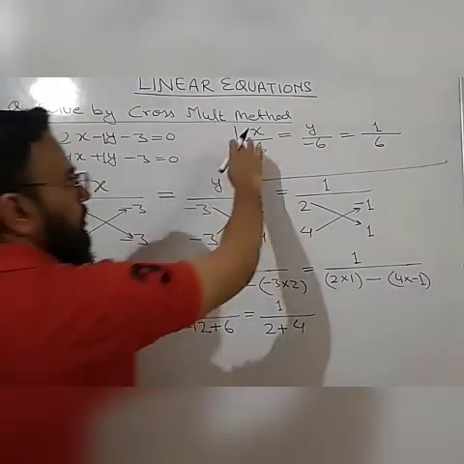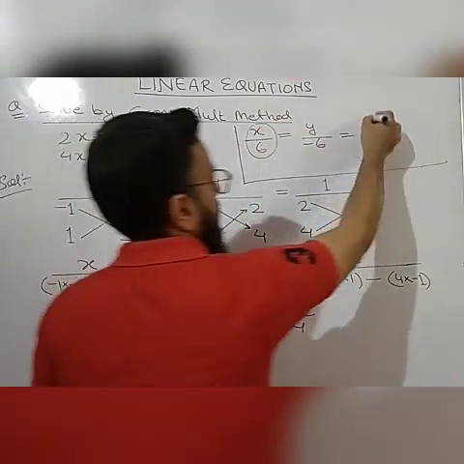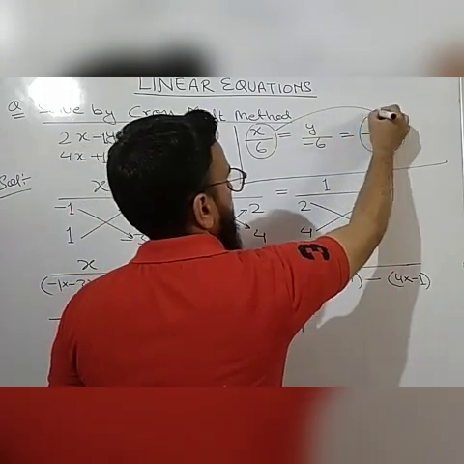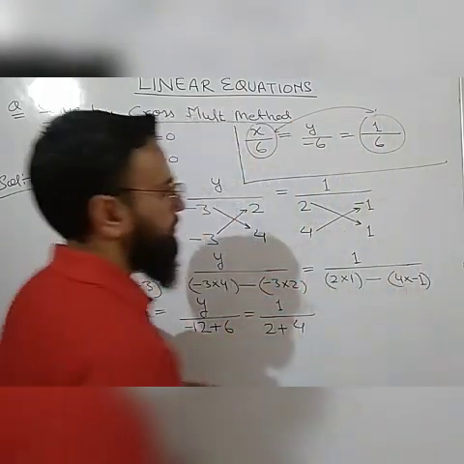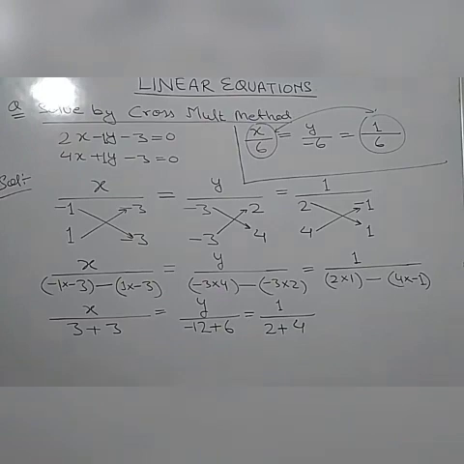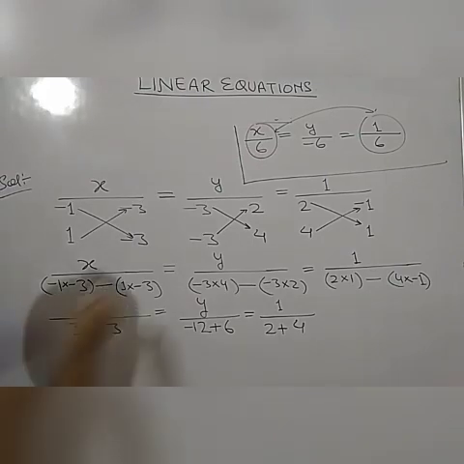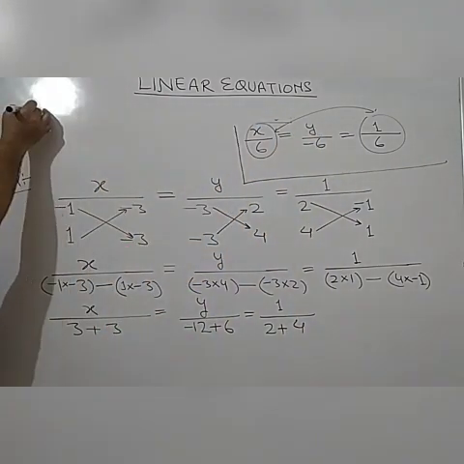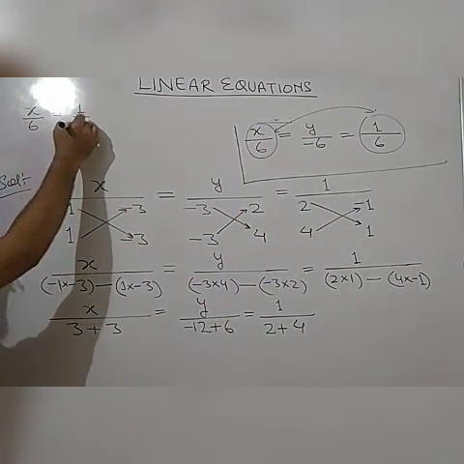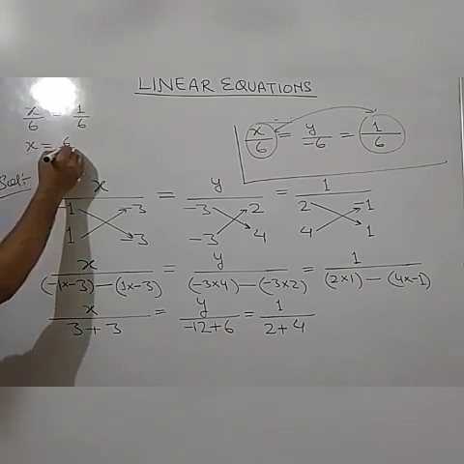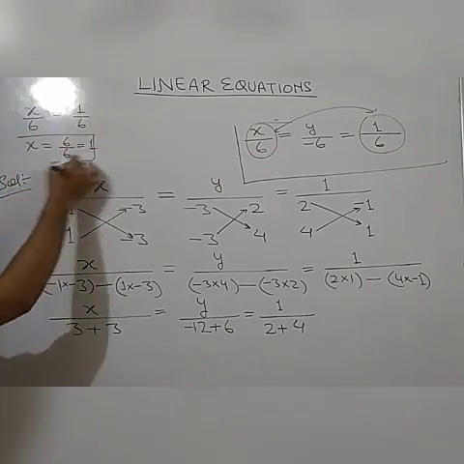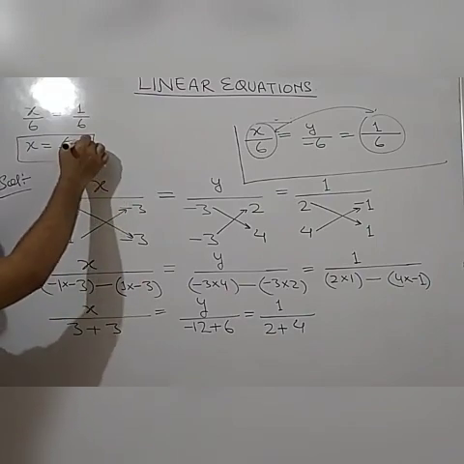Okay, now first equating x term and constant term. When we will equate these two terms, so we will get, first note it down. So by equating the term of x and constant term, we got x upon 6 is equal to 1 upon 6. So the value of x will be 6 upon 6. That will be equal to 1. So we got the answer, x is equal to 1.